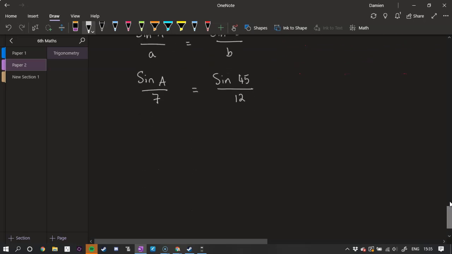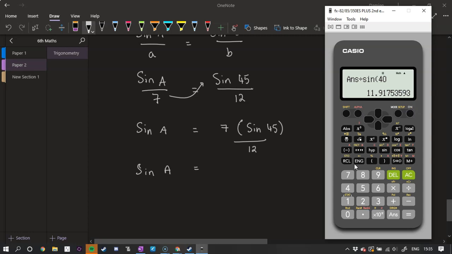And again, same thing here. We now have an equation that we can figure out. So sine A is going to be equal to 7, bring the 7 up, multiplied by sine 45, all divided by 12. So now we have sine A is equal to, and again on our calculator, we can go 7 multiplied by sine of 45 equals. That gives us that. We're going to divide that by 12, and that gives us that.